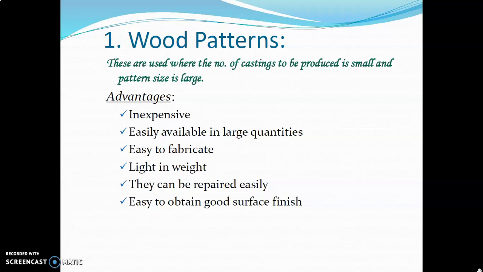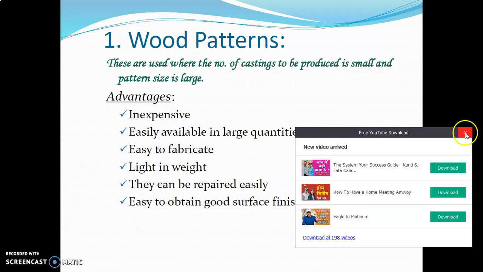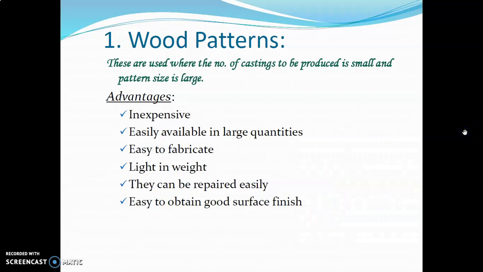Suppose you want to transfer a pattern frequently, so it is very easy. You can transfer a wooden pattern. It can be repaired easily. Suppose after repeated use some damage may occur in the pattern, that can be repaired easily. Easy to obtain good surface finish. So these are the advantages of the wood pattern.